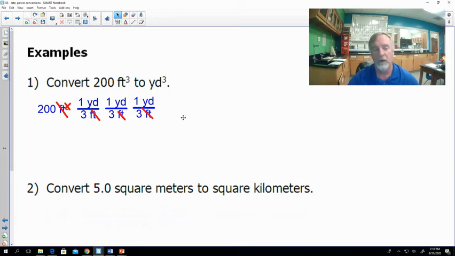Right? So all of our feet have canceled out here. We're left with yard times yard times yard. We're left with cubic yards. That's exactly what we were looking for. So we're going to punch into our calculator.